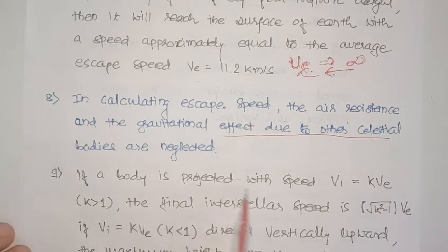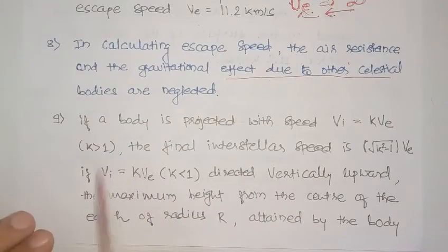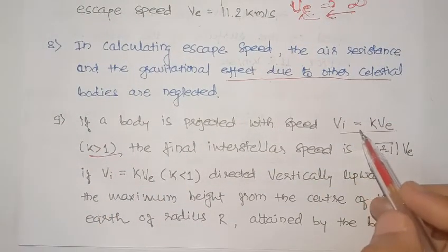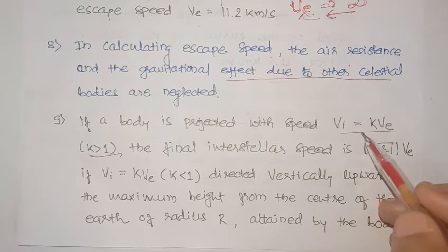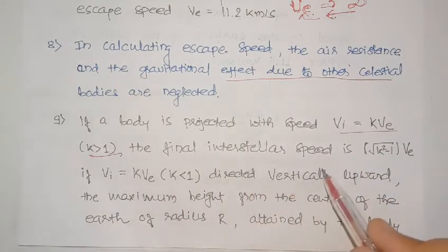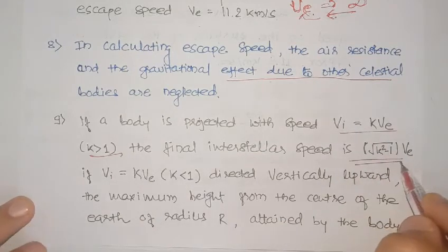Now, if a body is projected with speed Vi equals k Ve, where k is greater than 1, that means we are throwing a body with a speed more than that of the escape velocity, then the final interstellar speed will be under root k square minus 1 into Ve.